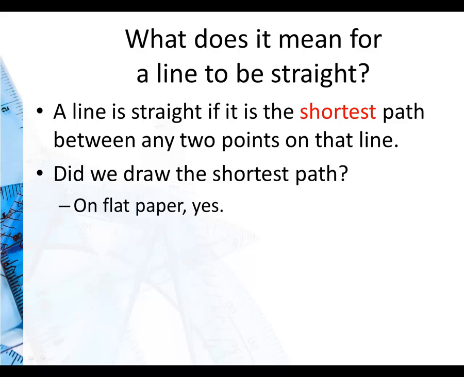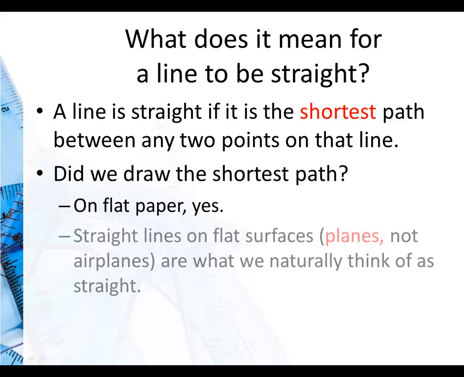So did we draw the shortest path? Well, yes, on flat paper we did. Straight lines on flat surfaces, and we call those planes, not necessarily airplanes, but planes like a planar surface. Those are what we naturally think of as straight. But what about spheres?